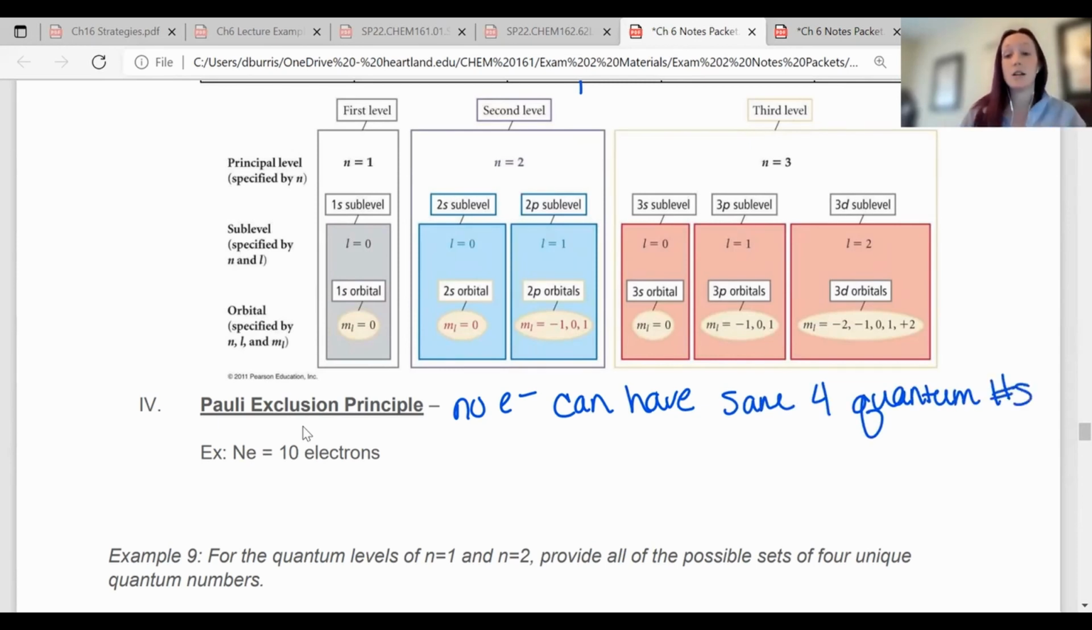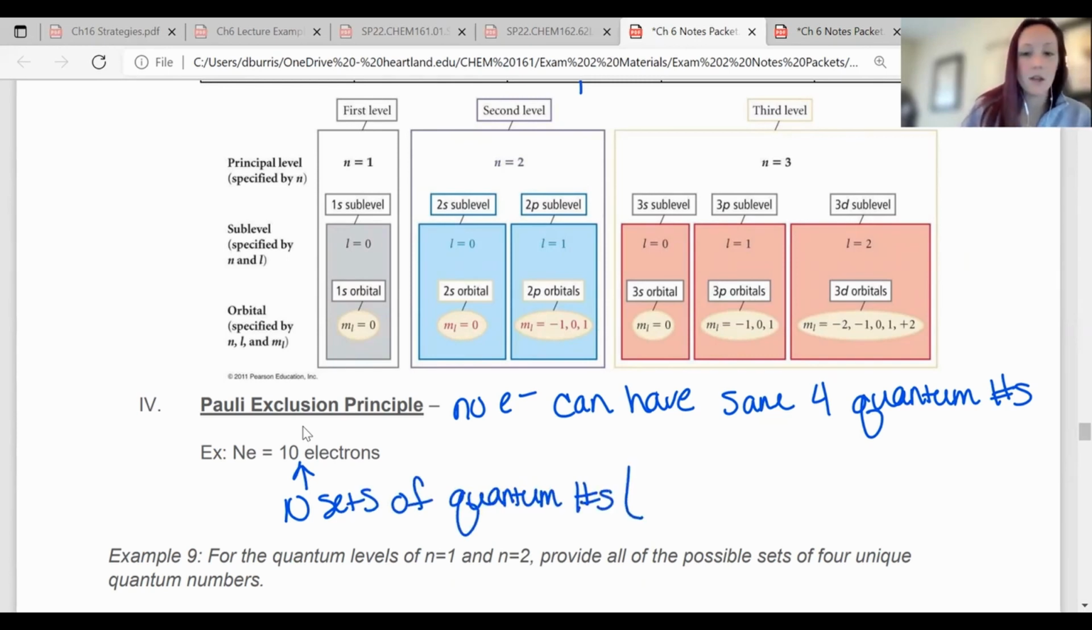Meaning no electron in an atom is the same, which makes sense, right? They're not all going to be in the same space and occupying the same space. Each orbital can hold 2 electrons, but the electrons are different. One is spinning one way, one is spinning the other way. So if neon has 10 electrons on the periodic table, that means it's going to have 10 different sets of quantum numbers.